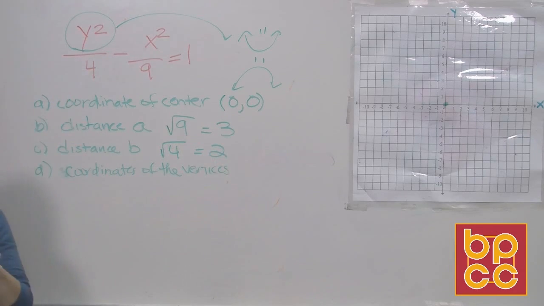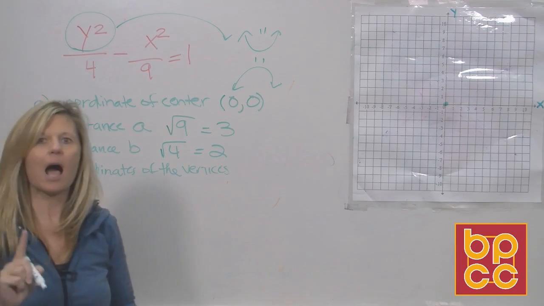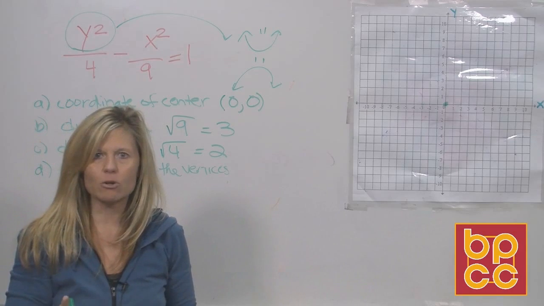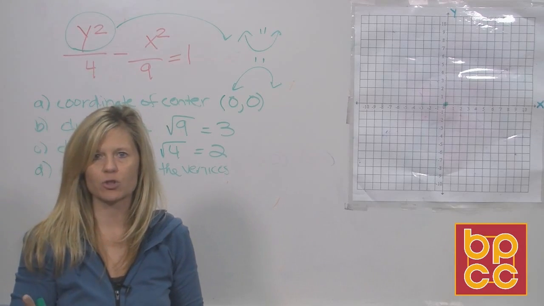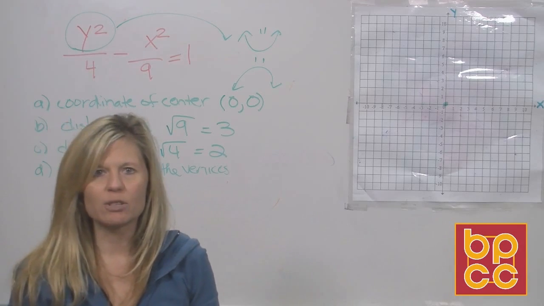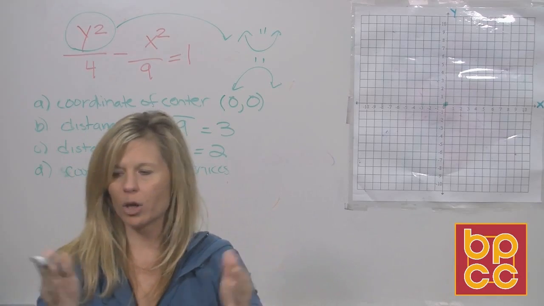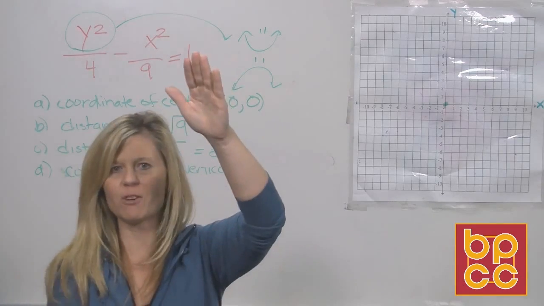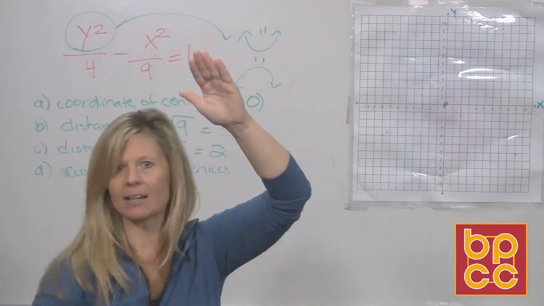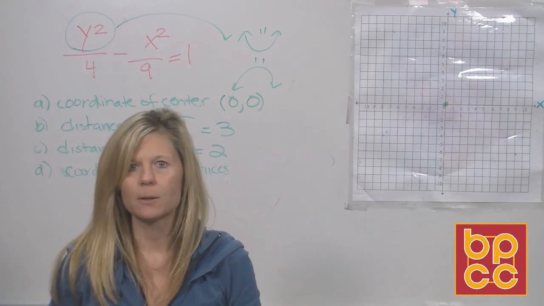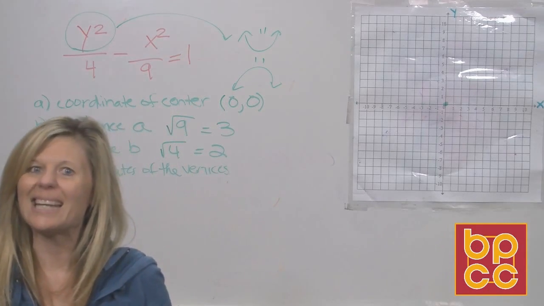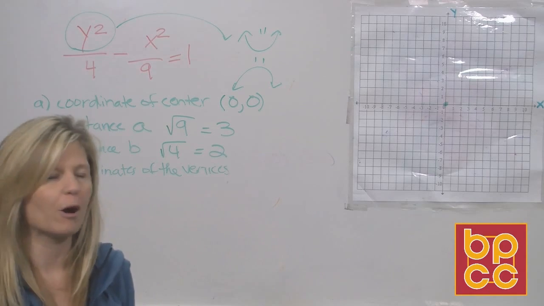To graph an ellipse, it matters. I'm sorry, I apologize. To graph a hyperbola, it matters which distance you move first. When we did the ellipse the other day, it doesn't matter whether you go across first or up or down first, because all the points are going to connect to make the oval, the ellipse. But to graph a hyperbola, it does matter who you move first.